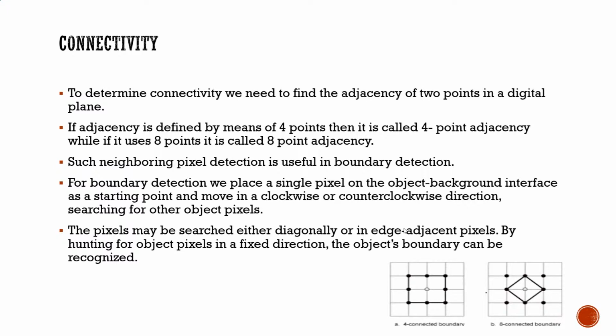For boundary detection, we place a single pixel on the object background interface as a starting point and move in a clockwise or a counterclockwise direction searching for the object pixels. The pixels may be searched either diagonally or in edge-adjacent pixels. By hunting for object pixels in a fixed direction, the object's boundary can be recognized.